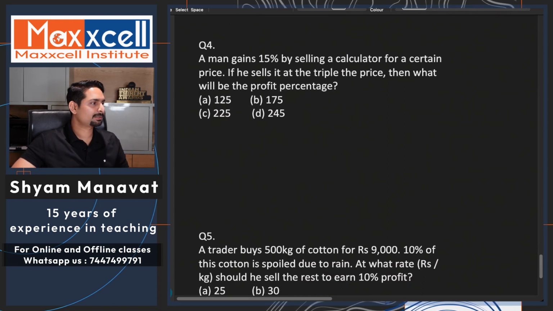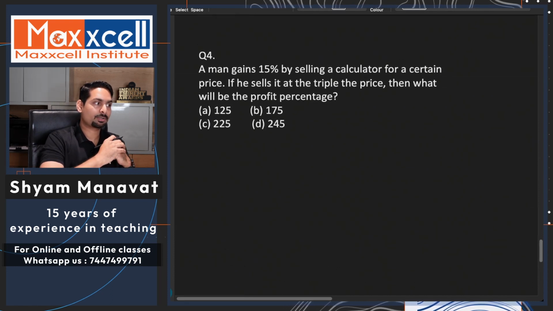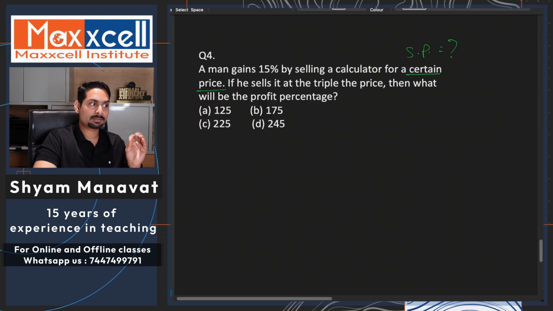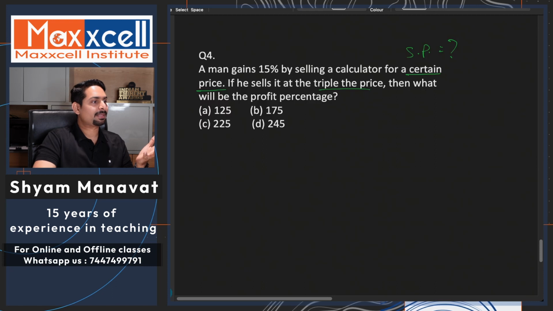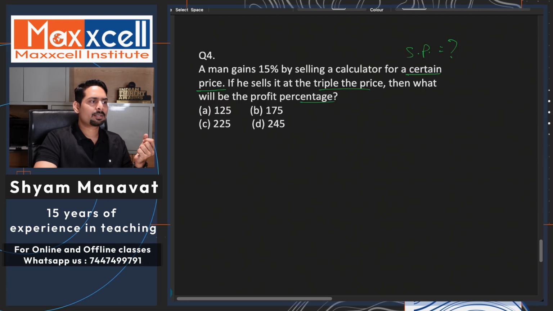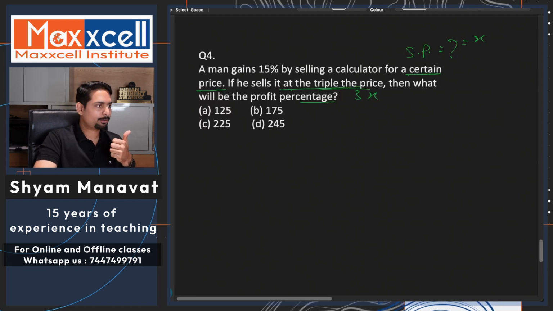Question number 4 says a man gains 15% by selling a calculator for a certain price. Now here selling price is not given, for a certain price. If he sells it at triple the price, triple the selling price, then what will be the profit percentage? We need to find out. Now whatever is not given, we assume it. Let's say selling price equals x. So first selling price equals x, and the second time selling price is triple the price. It should be 3x. I hope that's clear.